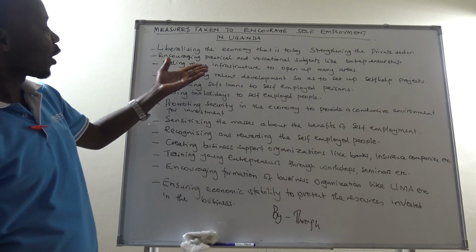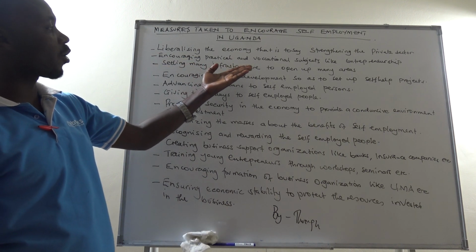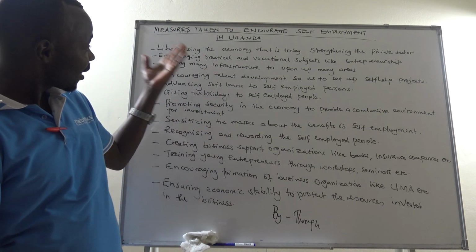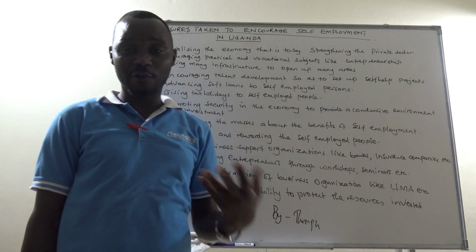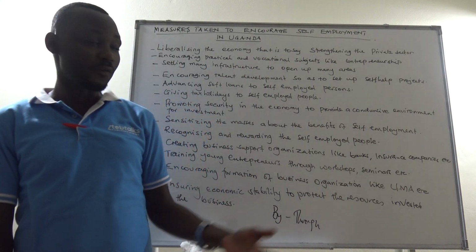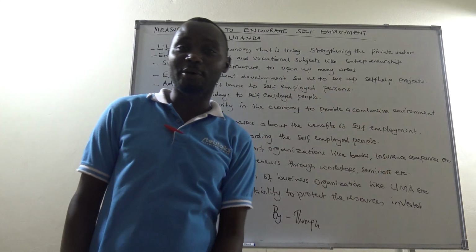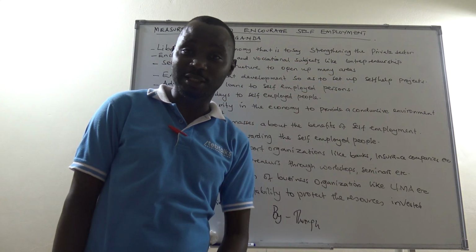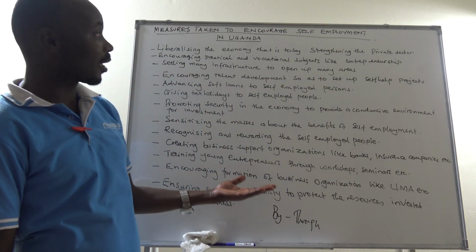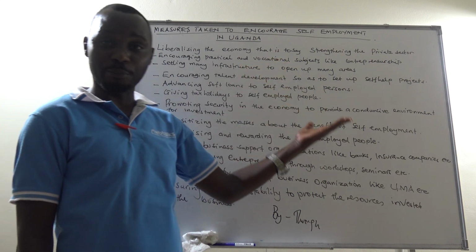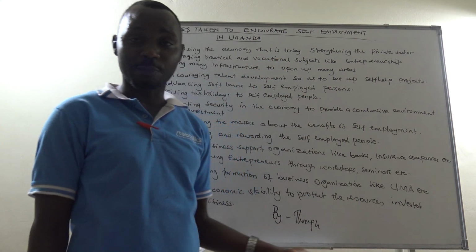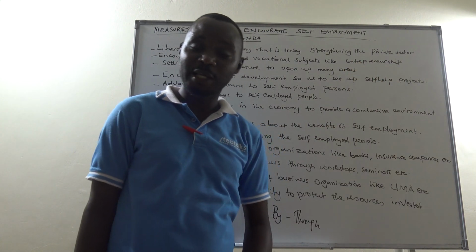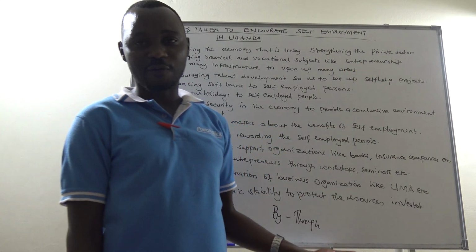Number 2, we are looking at encouraging practical and vocational subjects in schools. For example, encouraging all people to study entrepreneurship, where we are looking at self-employment. There is no other subject where you find people talking about self-employment apart from entrepreneurship. And for this matter, when learners study entrepreneurship education, they will know the values of self-employment.